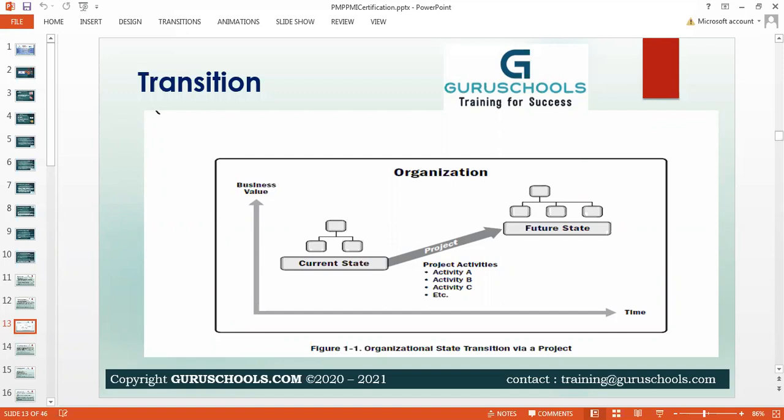If you are destructing a bridge to create a new bridge, that's okay. But if you are just destructing a bridge for the sake of fun, that's not a project. We are talking about detrimental projects, which are not considered projects from a PMI standpoint.